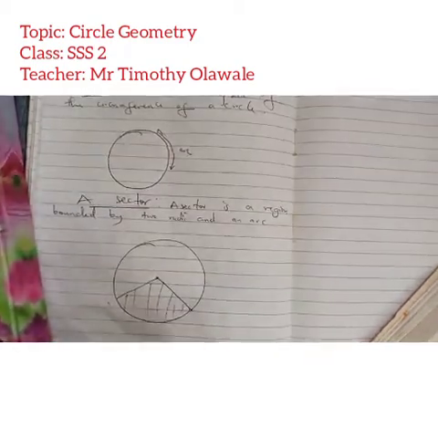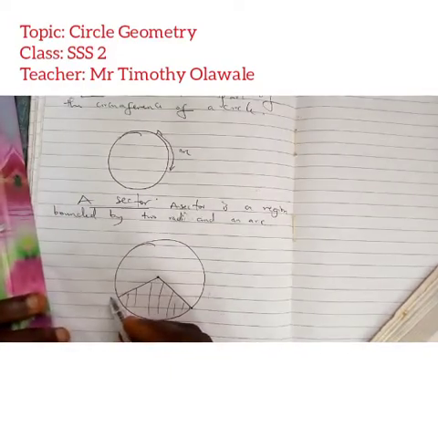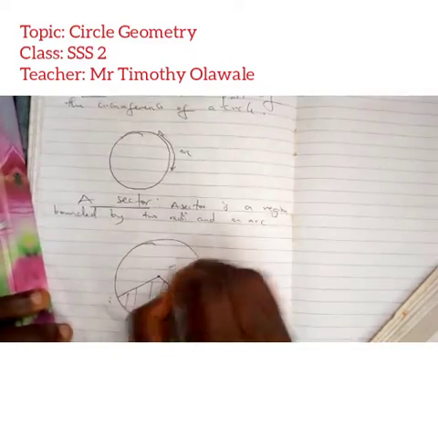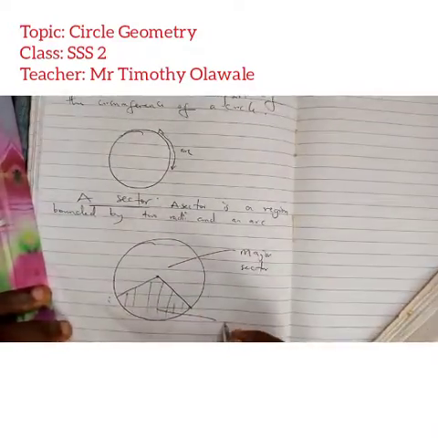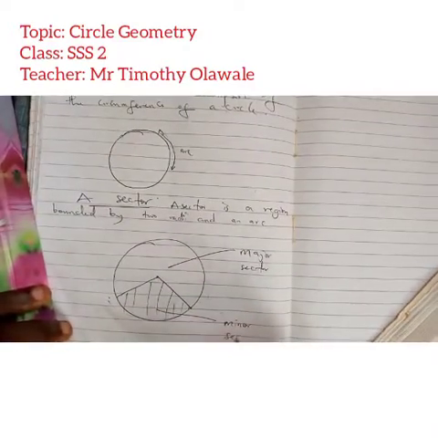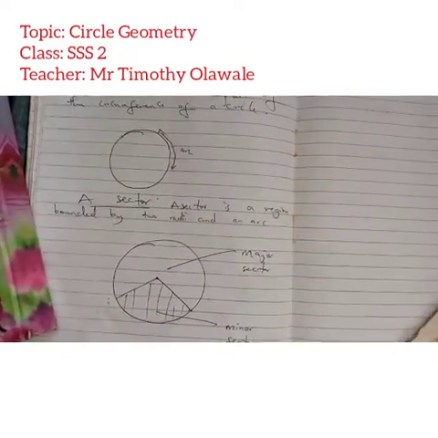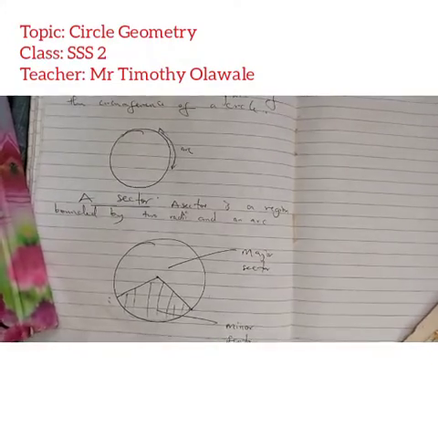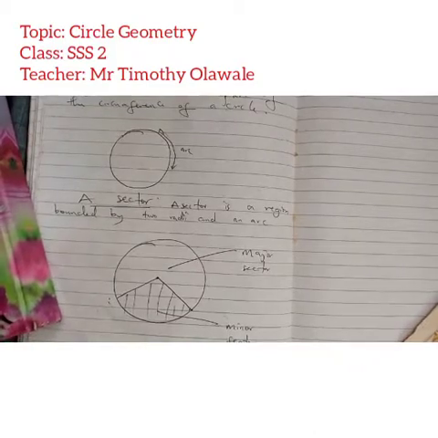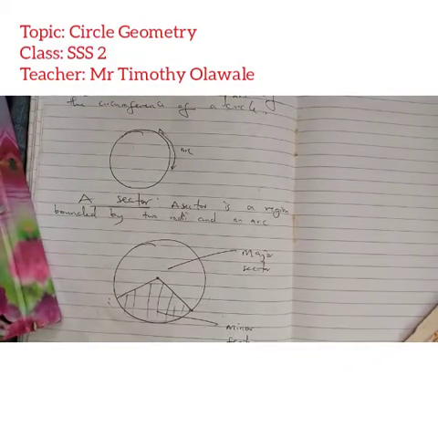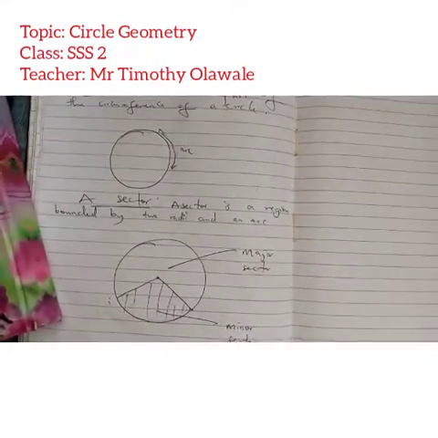Do you get what I'm trying to say? Now this is also two radii and a bigger arc. So this is also a sector, but we call this a major sector and we call that a minor sector. I'm taking my time to explain the properties of circles before we go into the circle theorems, which is the main focus of the topic.